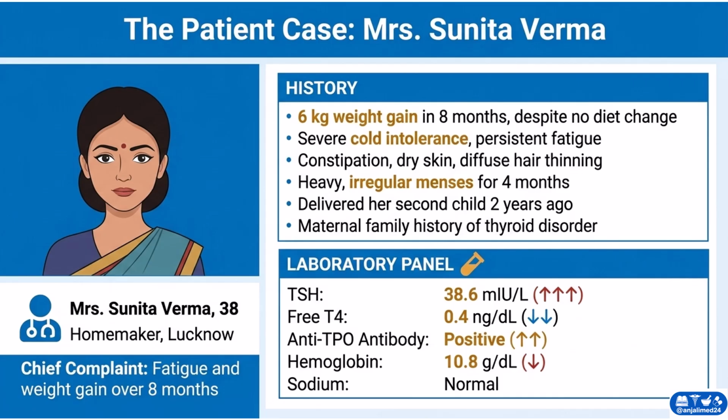Now, let's examine her laboratory findings. TSH is elevated at 38.6, while her T4 is significantly reduced to 0.4. She also has positive anti-thyroid peroxidase, or anti-TPO, antibodies, confirming an autoimmune process. In addition, her hemoglobin is mildly low, explaining part of her fatigue. These findings are classic for primary hypothyroidism caused by Hashimoto's thyroiditis, the most common cause of hypothyroidism worldwide. In the next slides, we will discuss the diagnosis, treatment, and long-term management of this patient.